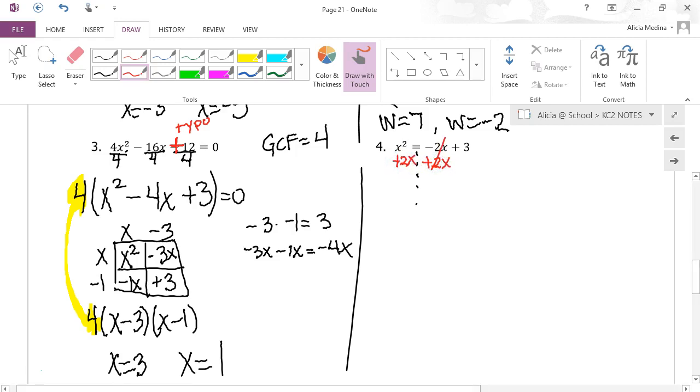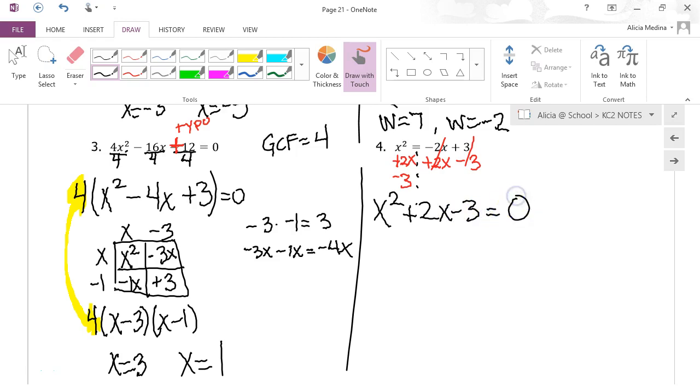And I also see that positive 3, and the opposite of that would be subtract 3. So now what I would have left is, on the left side, everything would be over there: x squared plus 2x minus 3, all equal to 0 now, because everything on that right side did move over. I can go ahead and factor this.